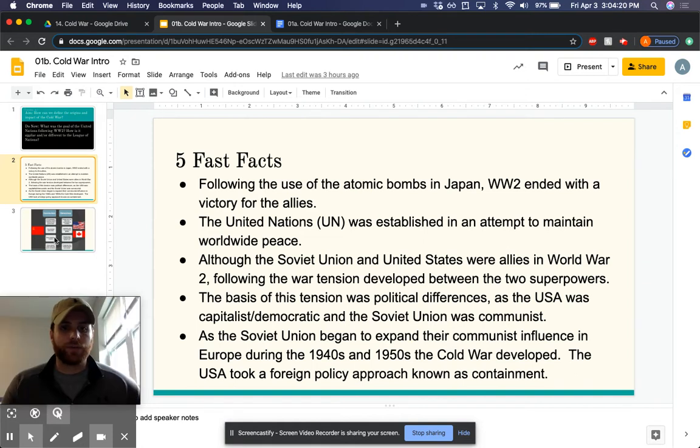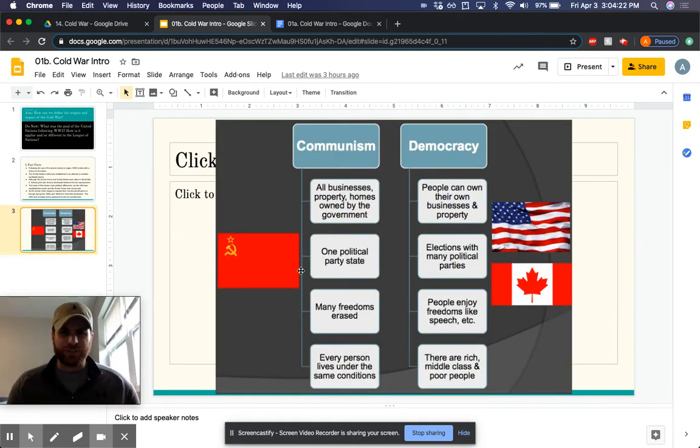So one slide that I just want to draw your guys' attention to does a good job comparing and contrasting communism, democracy, capitalism, etc. You see some of the attributes of communism on the left. All right, property ownership by the government, one political party. Okay, a lot of times you see an erasing of freedoms. Freedom of speech is oftentimes limited. Freedom of press is oftentimes limited. All right. And it's trying to create a society that everyone lives under the same conditions.